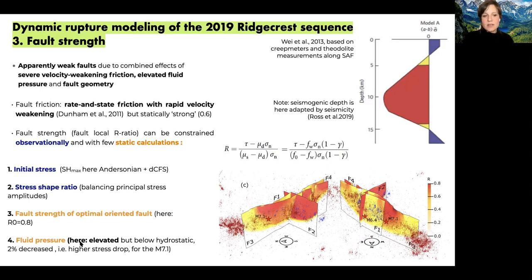And that fluid pressure is elevated, but still below hydrostatic, and that it has to be slightly decreased, resulting in a slightly higher stress drop for the 7.1 event compared to the 6.4 event.